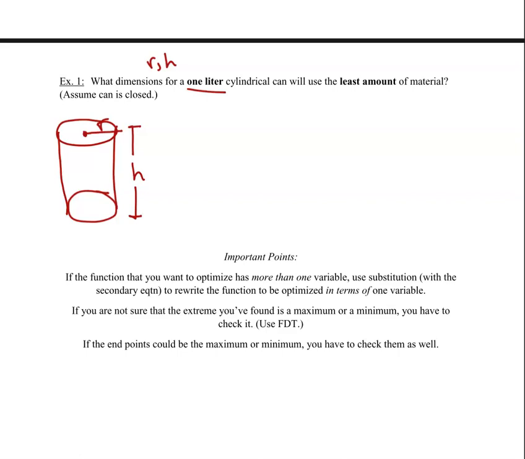Well, think about liter. What measurement would that refer to? That would be a measurement of volume. So the volume for the can needs to be 1 liter. And we want to use the least amount of material. When you see words like least, most, greatest, smallest, biggest, things like that, extremes, that's when we're talking about maximum or minimum, and we're talking about optimization. So this means we want to minimize.